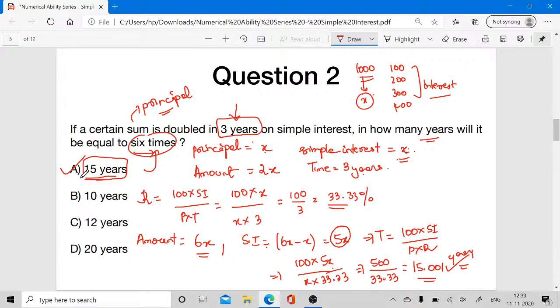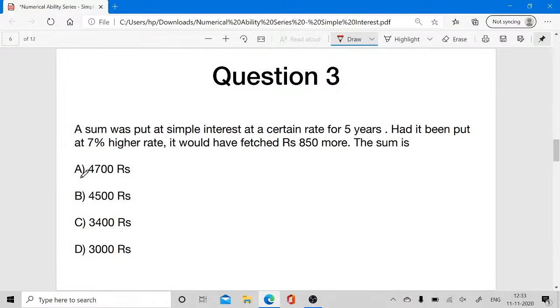Chalo, let's move on to the next one. A sum was put at simple interest at a certain rate for 5 years. Had it been put at 7% higher rate, it would have fetched rupees 850 more. What is the sum? I have already said that sum means principal. People do get confused with this, so please do not get confused. Sum and principal both are the same.